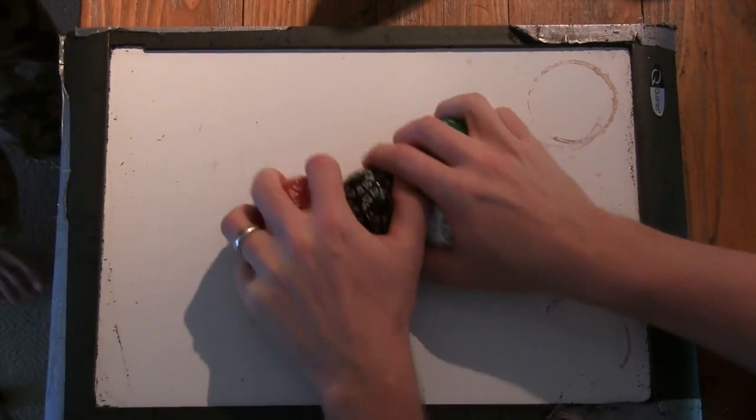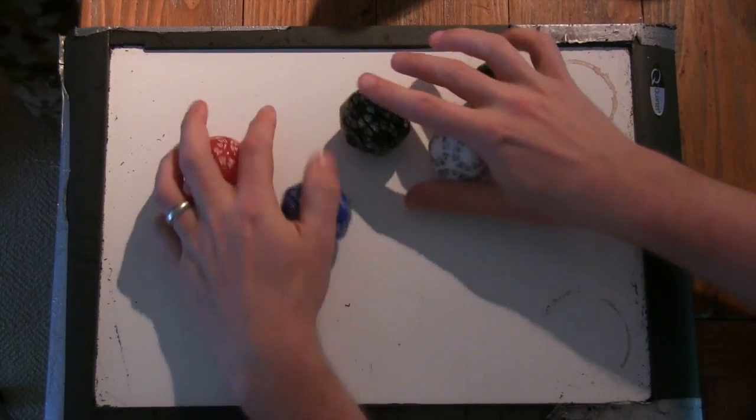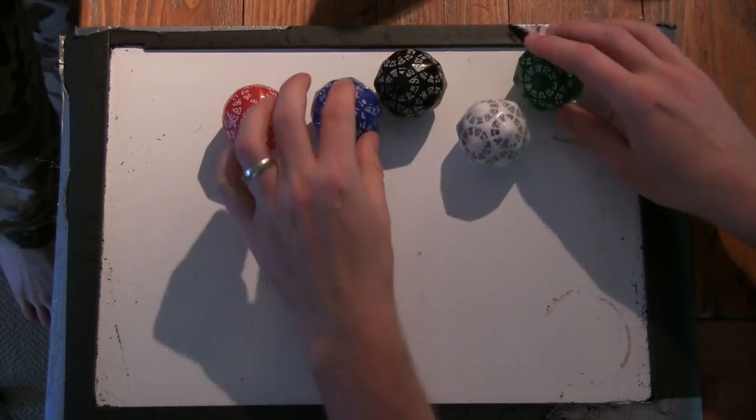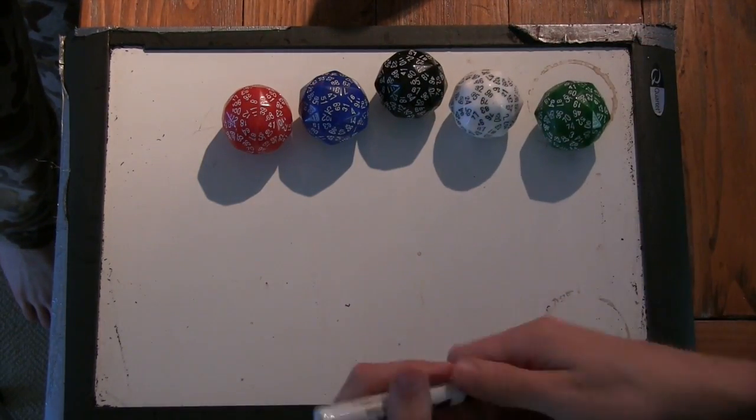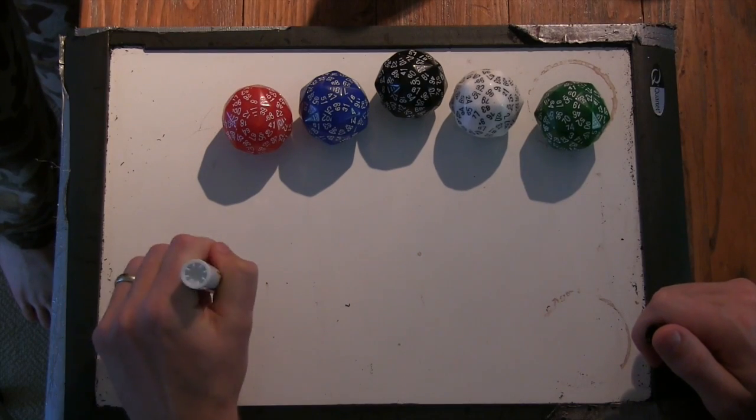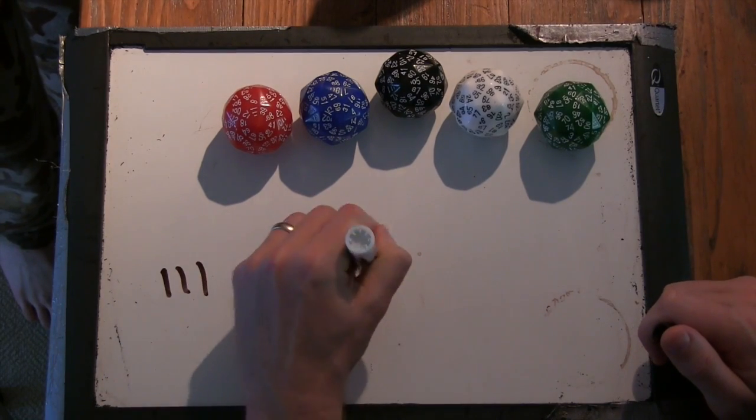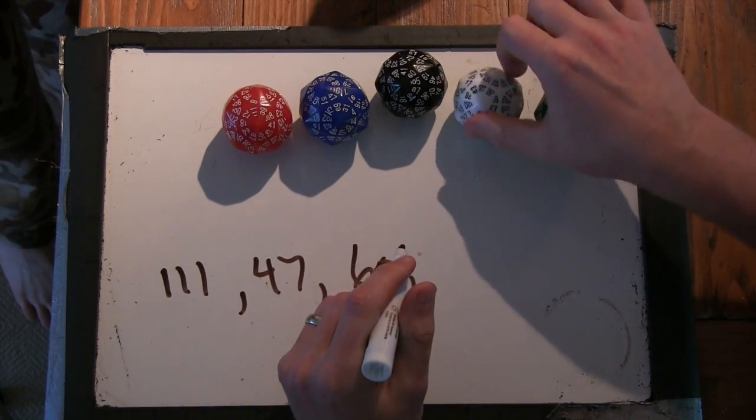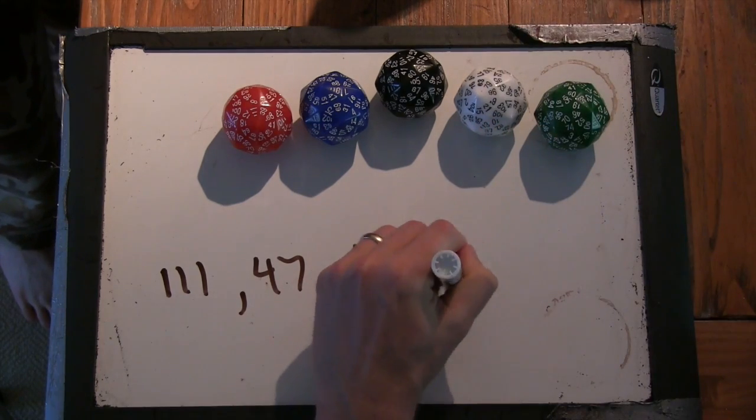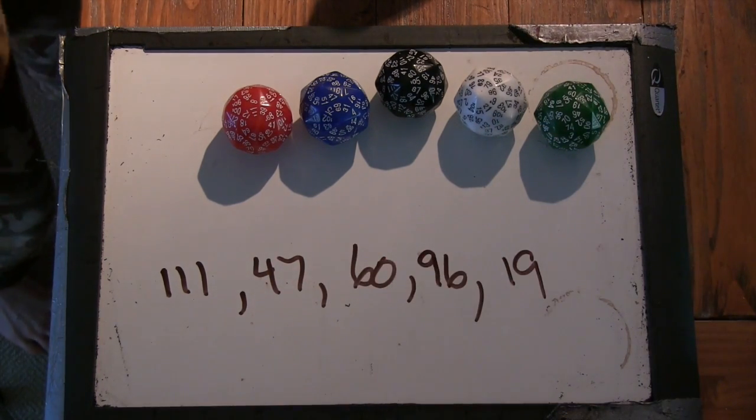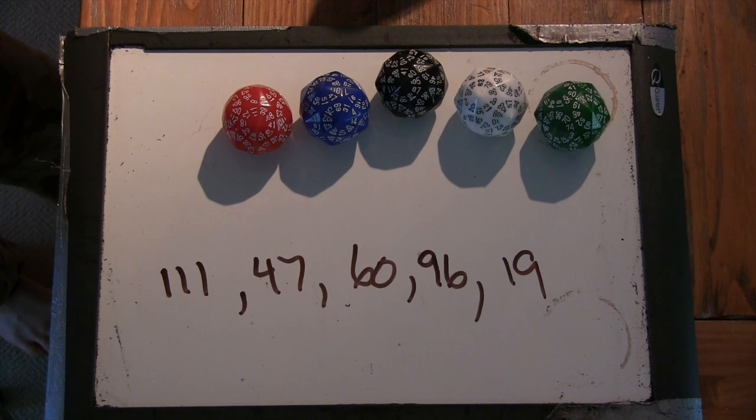Okay, so for example, if I roll the dice, let's put it down here in a sort of random way. So the numbers are 111, 47, 60, 86, 96, and 19. So did we get a duplicate? No. Okay. So how can I quantify this more mathematically instead of just rolling dice?